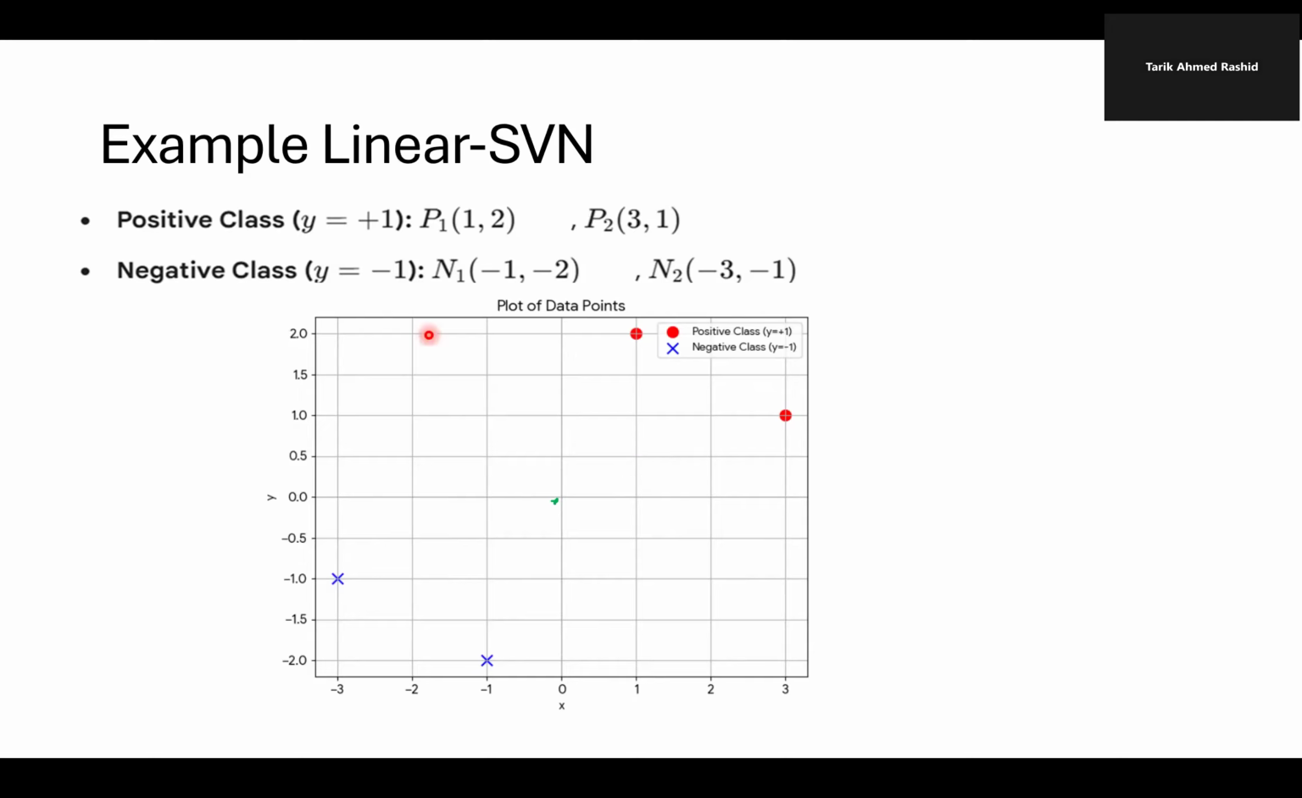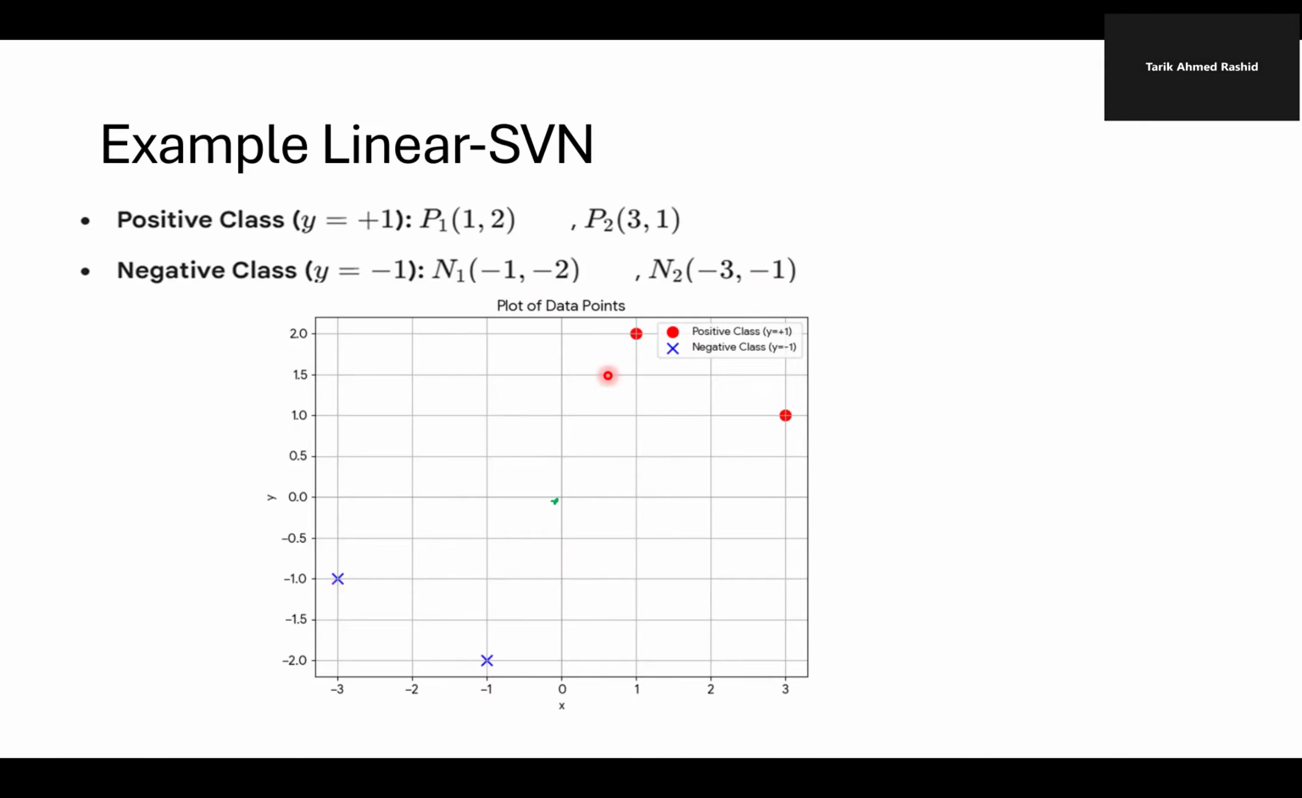And we have negative classes: -1, -2, and this is the y-axis for it, -1, -2. And we have -3, 1, and -3, -1.